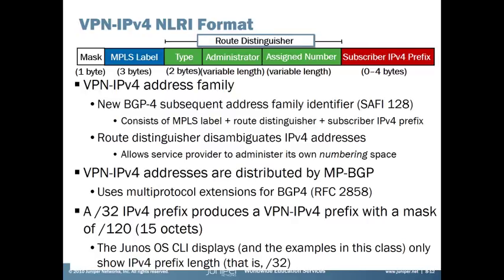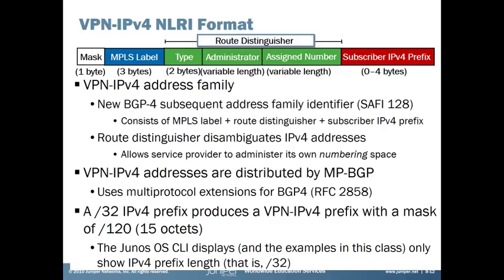So the route distinguisher disambiguates the IPv4 address, and allows the service provider to administer its own numbering space. So we're not locked into or constrained by whatever numbering format the customer comes up with. We don't care what addressing scheme the customer comes up with, because we're going to put all this extra information on it and make sure that all of the addresses are different. Okay.